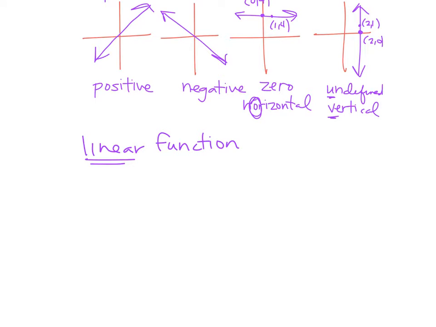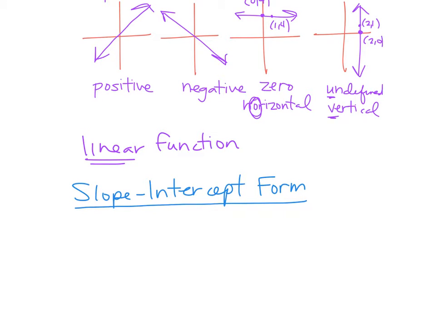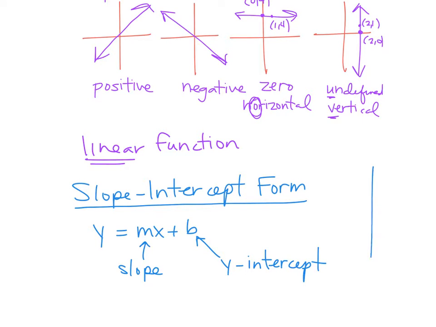So what we're going to do with this, we're going to start with slope-intercept form. And I think most of you could probably tell me what slope-intercept form looks like right now. So in slope-intercept form, you have a slope and you have a y-intercept, right? So it's this setup, y equals mx plus b, where m is your slope and b is your y-intercept.